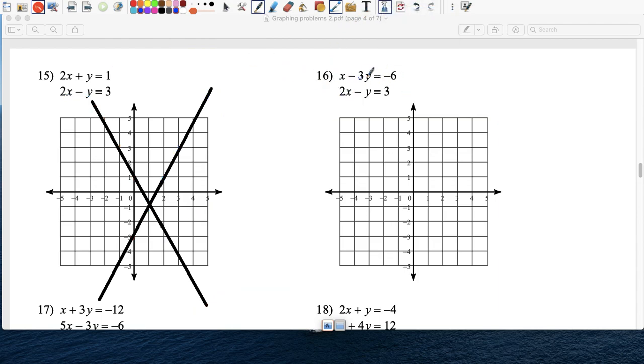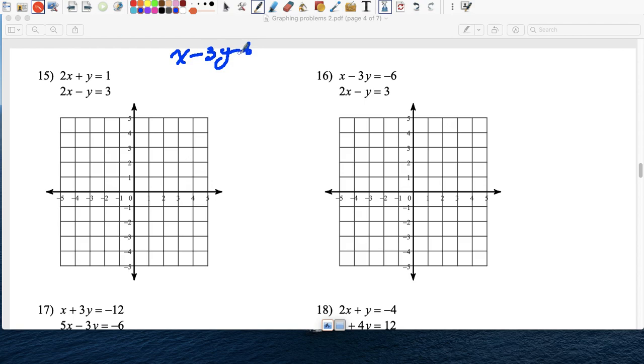Second one, x minus 3y equals negative 6. Let me get rid of the objects. X minus 3y equals negative 6. Minus x, that goes away. I'm left with negative 3y equals negative x minus 6.